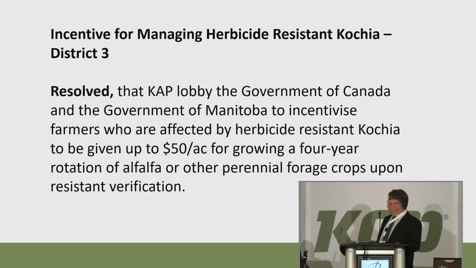Now, therefore, be it resolved, CAP lobby the federal and provincial government to incentivize farmers through MASC who are affected by herbicide-resistant kochia to be given up to $50 an acre for growing a 4-year rotation of alfalfa and other perennial forage crops upon resistant verification.